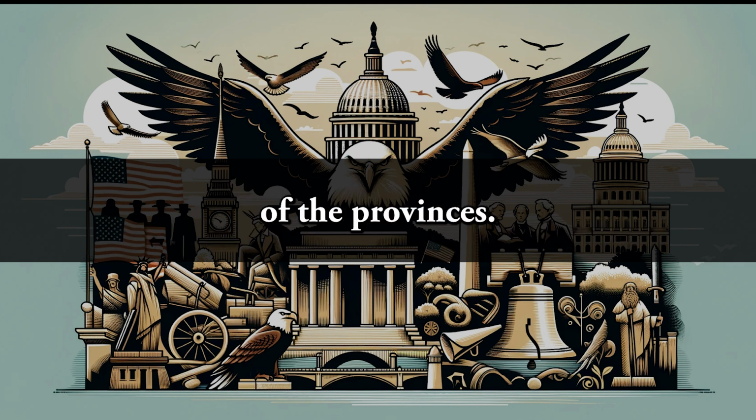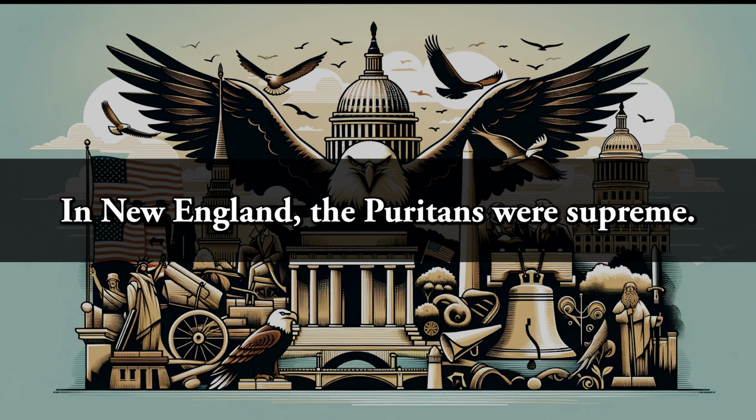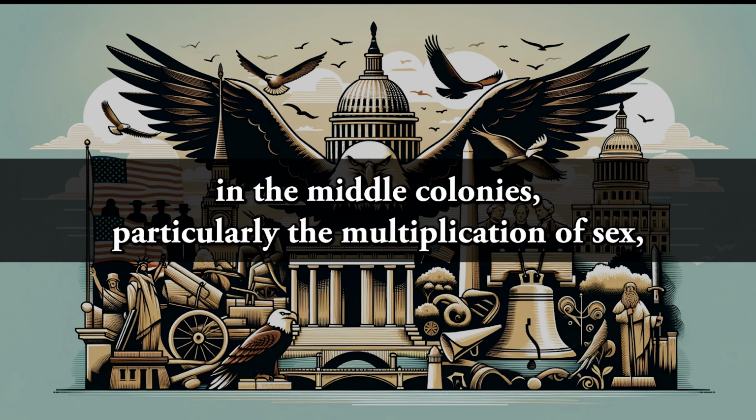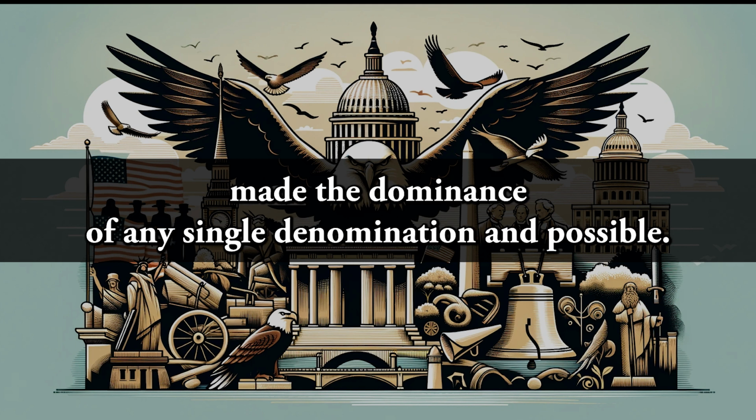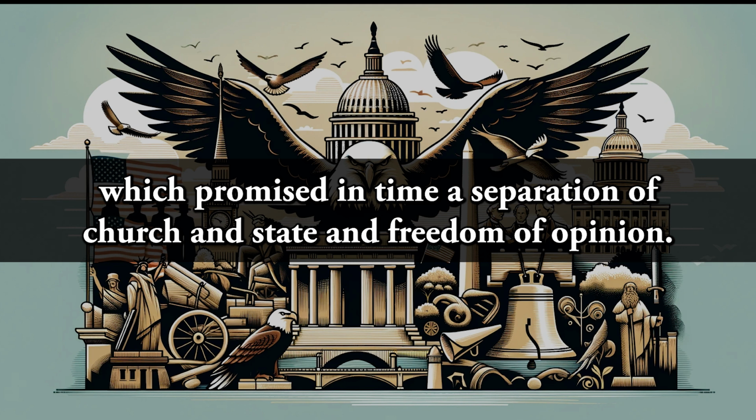In several of the provinces the Anglican Church was established by law. In New England the Puritans were supreme, notwithstanding the efforts of the Crown to overbear their authority. In the middle colonies particularly, the multiplication of sects made the dominance of any single denomination impossible, and in all of them there was a growing diversity of faith, which promised in time a separation of church and state and freedom of opinion.